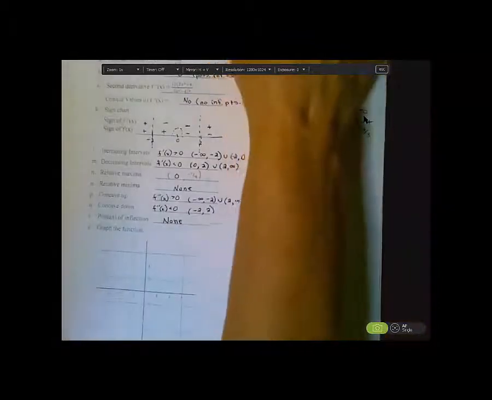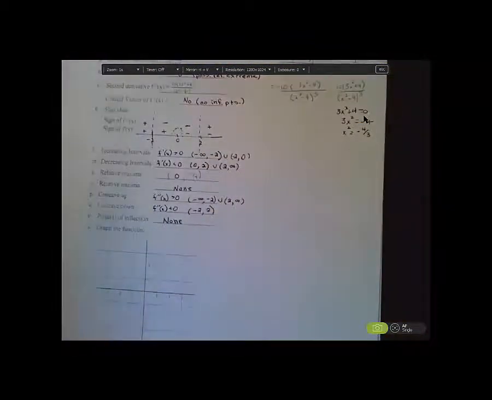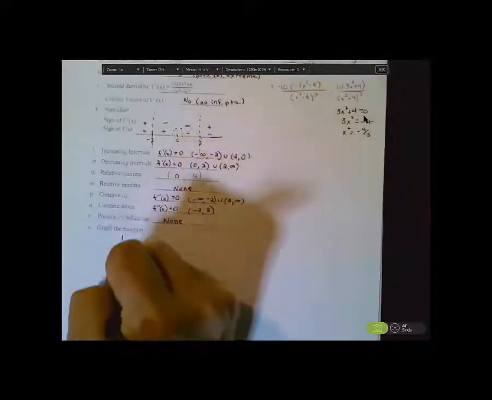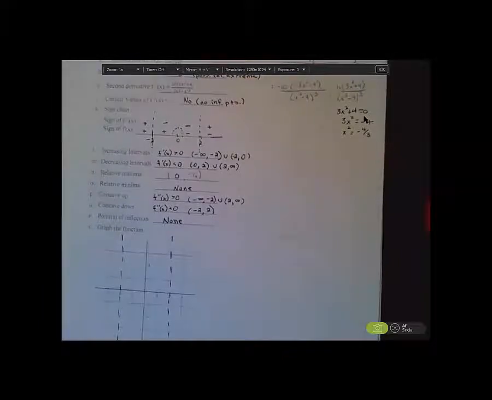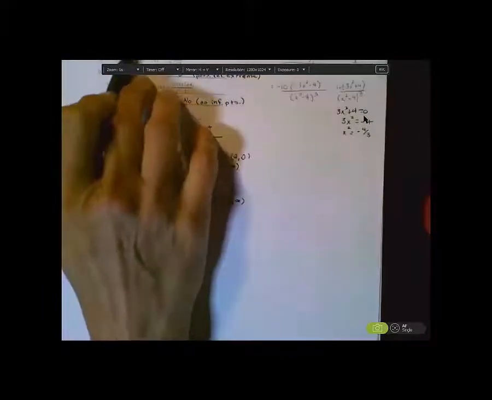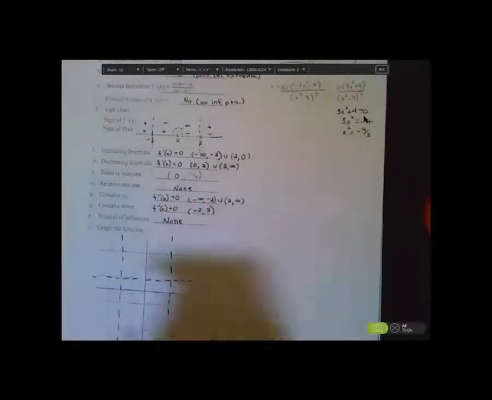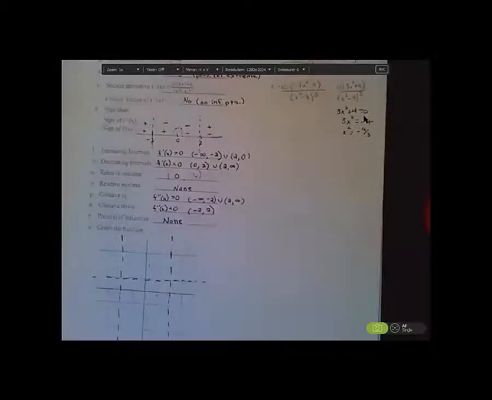So maybe the most difficult part of this process is taking all this information and putting it on a graph. First, plot any asymptotes you have. We know that this graph has vertical asymptotes at -2 and +2, and it has a horizontal asymptote. In the E part, we found the horizontal asymptote is 1. Y equals 1.